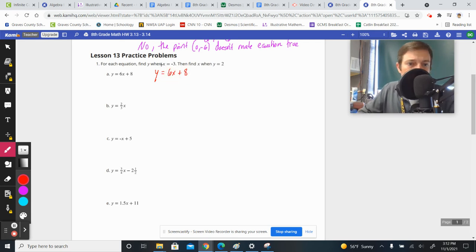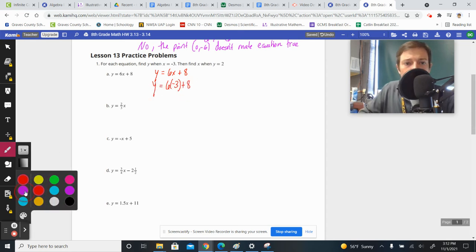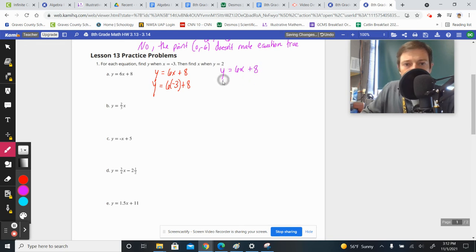And then you're going to replace first x for -3 and find y. So this one would be x is going to get replaced by -3, and your job is to find out what y is. And then for the other one, which I'll do over here in purple, we're going to use the same equation, which is y equals 6x plus 8. But we're going to replace y as 2, and we're going to find out what x is. Okay, so those are our 2 things that we're going to do for this first one.